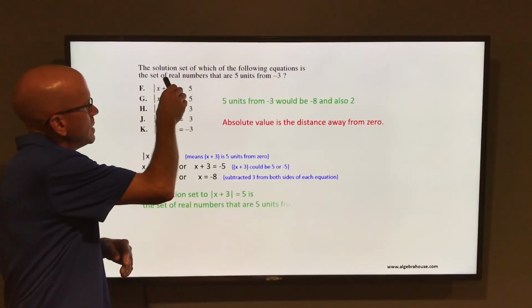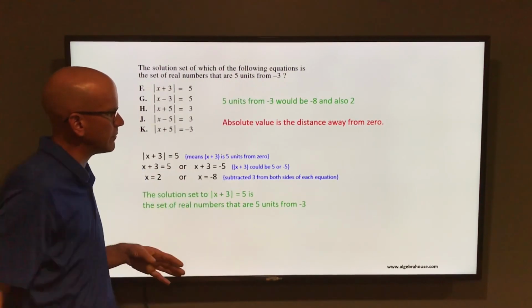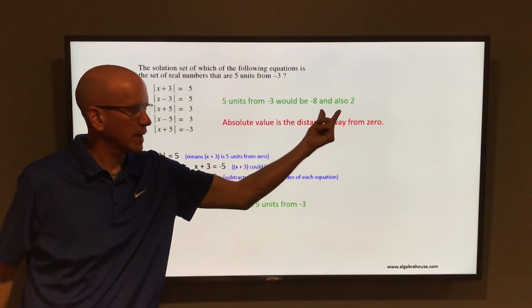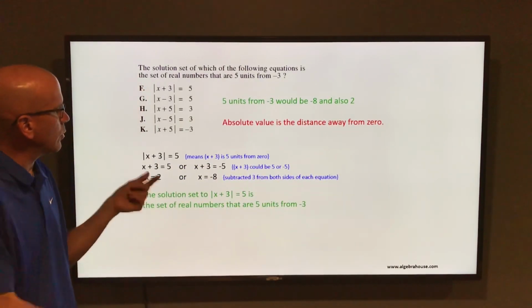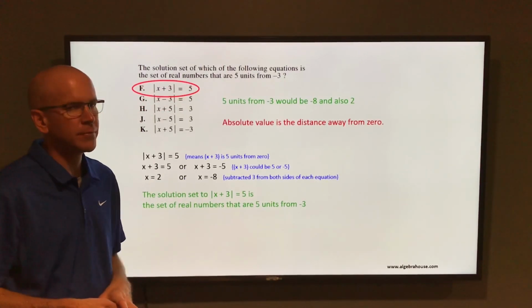Remember this, the solution set of which of the following equations is the set of real numbers that are 5 units from negative 3? The two numbers we're looking for are negative 8 and 2. That's what we have here when we solve this first one for x. So that means the first one, letter F, is the correct answer.